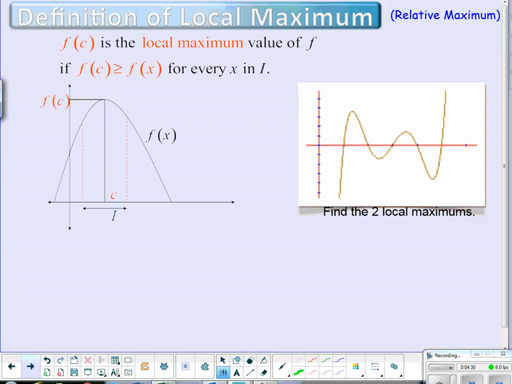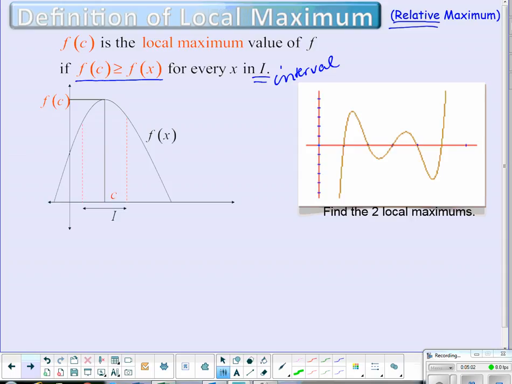So the definition of a local maximum, also sometimes you'll see it referred to as a relative maximum. The AP will use both terminologies, so be familiar with them. It says f of c is a local maximum value of f if f of c is greater than f of x for every x in some interval. This I is standing for an interval, and that interval could be defined however.